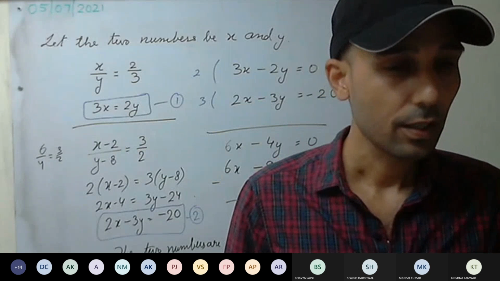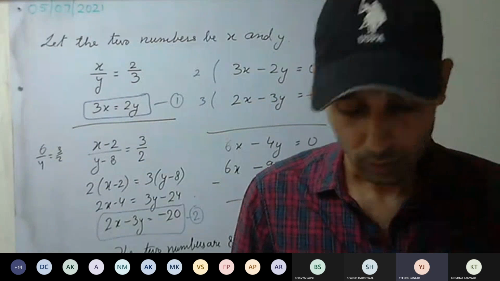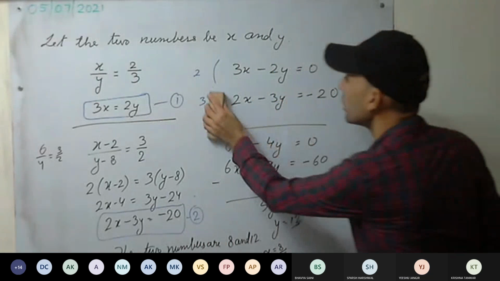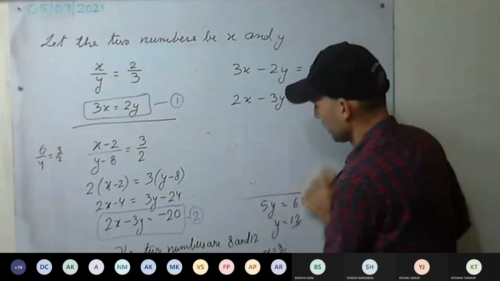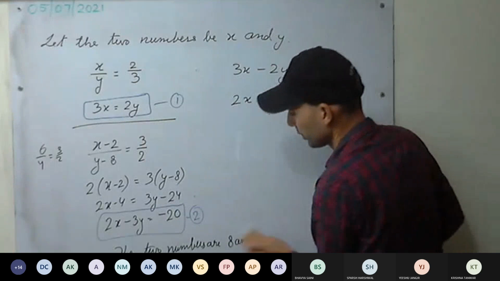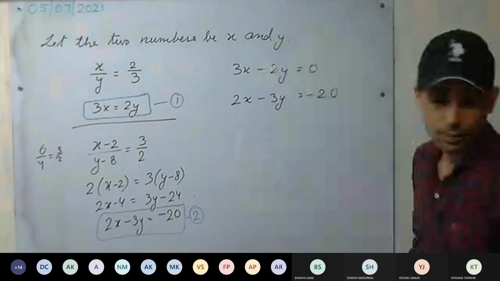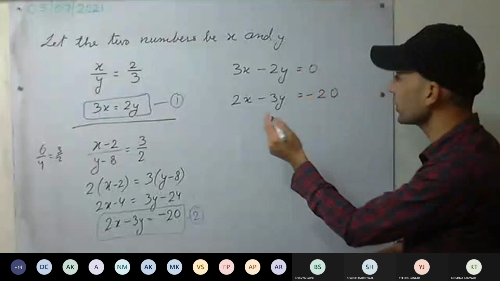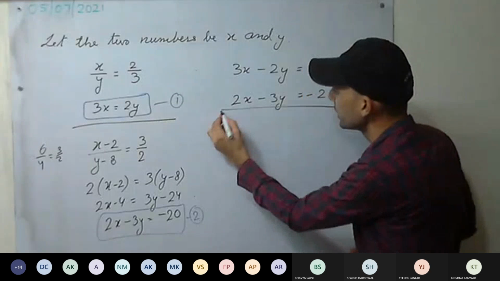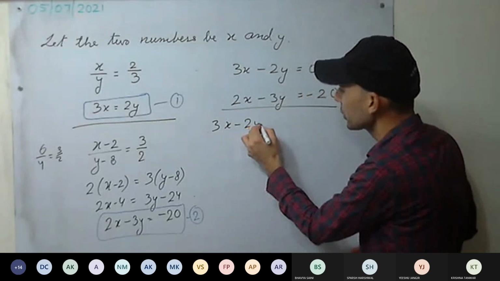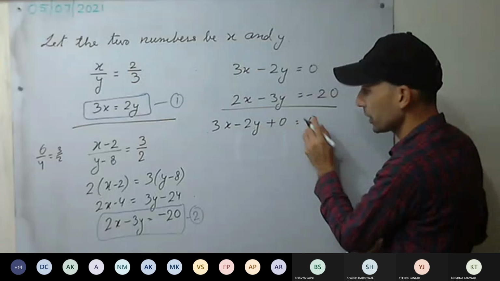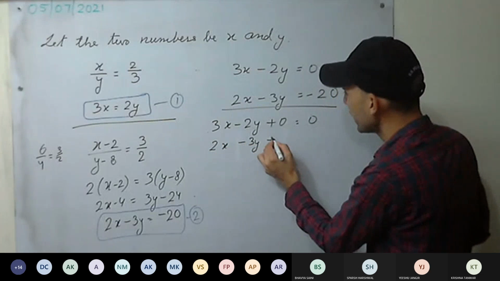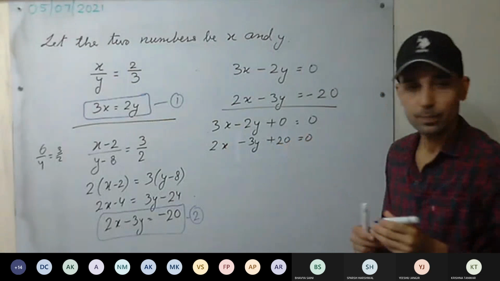Okay. Sir, can you solve it with cross multiplication also? Okay, with cross multiplication. So, in which form do we have to write the equation? ax plus by plus c equal to 0. So, the first equation will be 3x minus 2y plus 0 equal to 0. Second equation: 2x minus 3y plus 20 equal to 0. Okay.